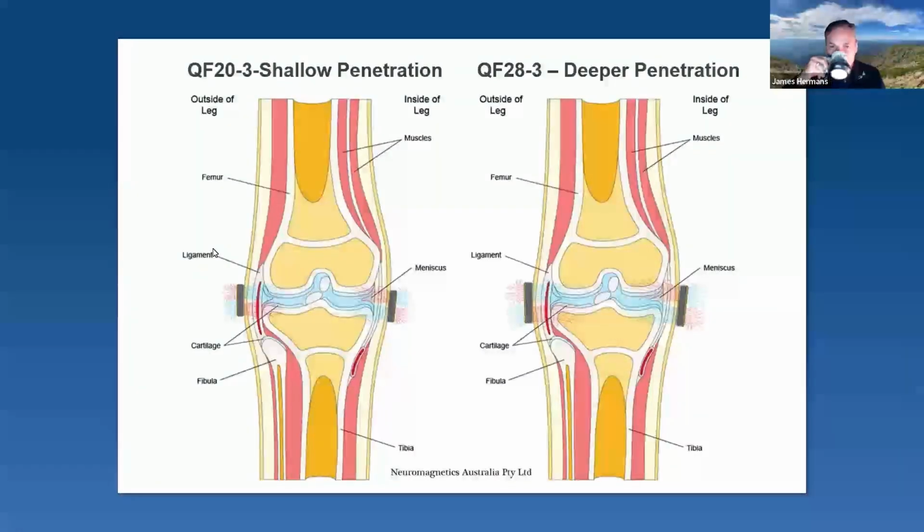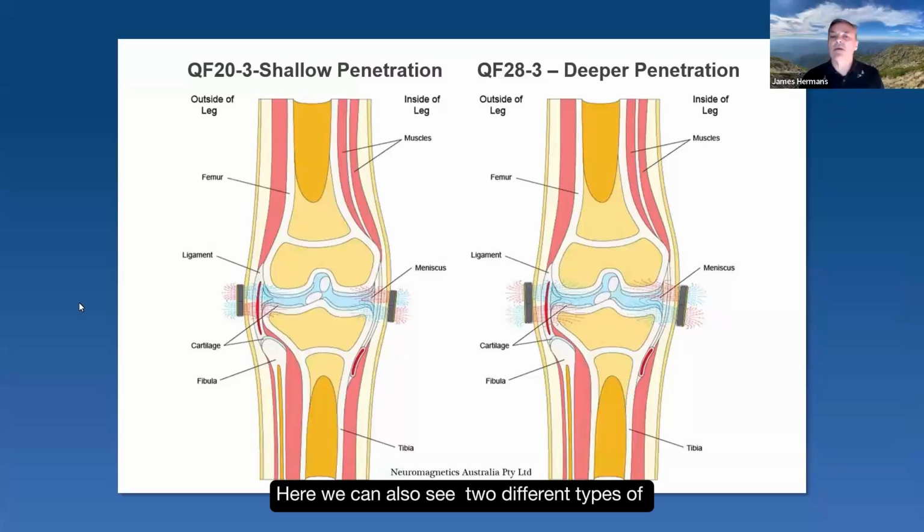Let's take a little drink here. Here we can also see two different sizes of quadrupolar magnets on the knee. We've got medial and lateral placements there. These are a 20 millimeter magnet, and these are a 28 millimeter magnet. It doesn't look like a huge difference in the size of the magnet, from 20 mil to 28, but the depth of penetration is quite different.